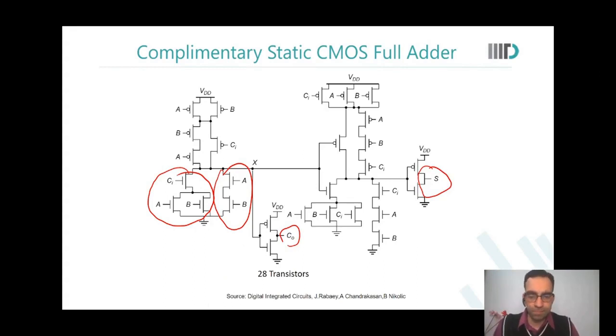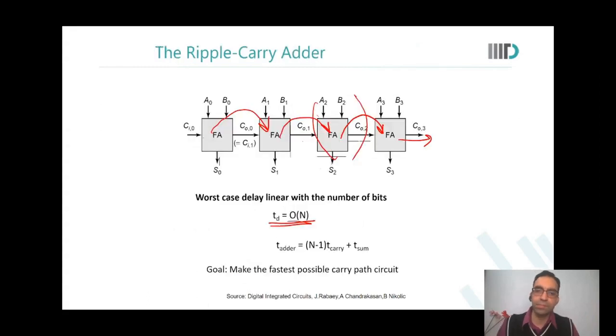Yes, sir. Sir, in the last slide, I have a question. Here T adder equals (n minus 1) T carry plus T sum. Sir, this T sum, shouldn't it be the maximum of T sum and T carry? Exactly, sir. I do have the same understanding. So let us look at this path.